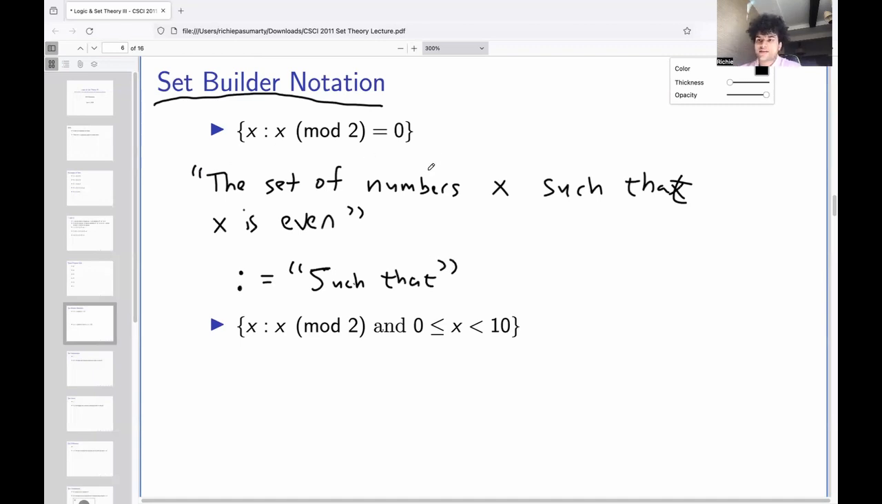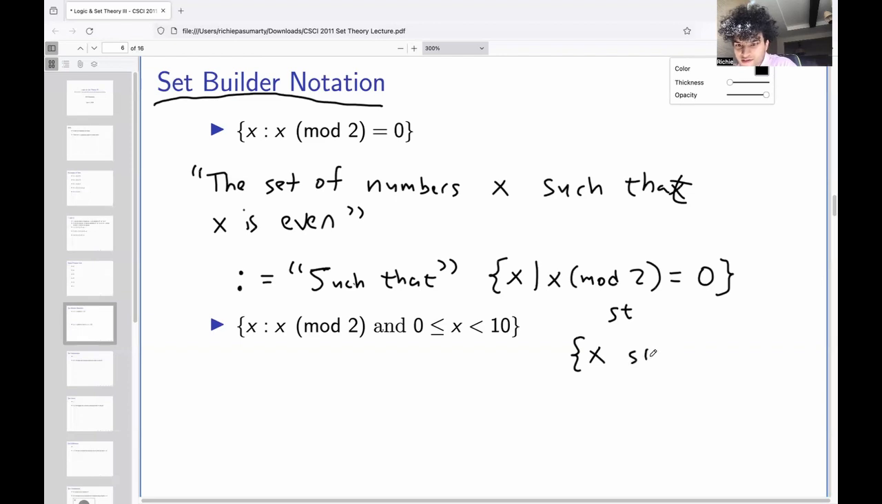Sometimes you're going to see people write set builder notation in a different way. So here's another very popular way in which people write it. In this context, the slash is the same thing as such that. And sometimes, instead of writing such that like these colons or the slash, people just write it with the abbreviation ST. So you'll also see people write it like this: X ST X mod 2 is equal to 0.